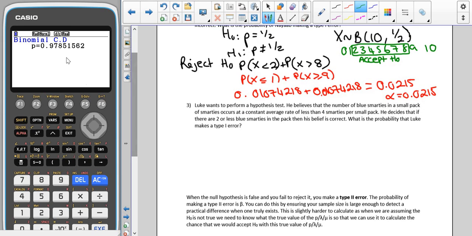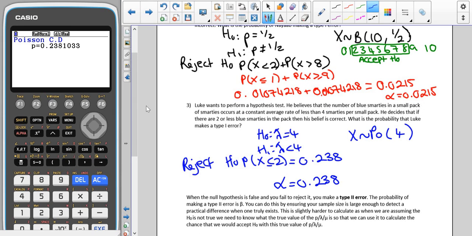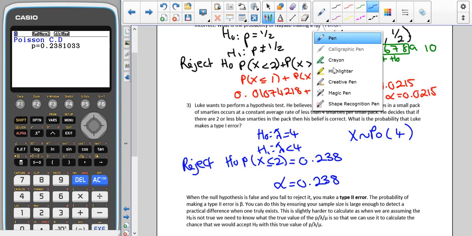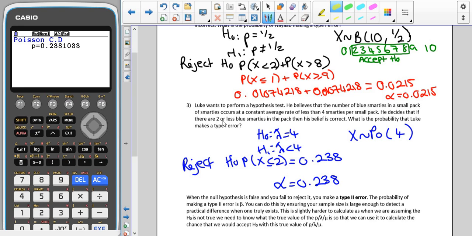For our last Now You Try question, we've got Luke wants to perform a hypothesis test. He believes that the number of blue Smarties in a small packet of Smarties occurs at a constant average rate of less than 4 Smarties per pack. He decides that if 2 or less blue Smarties are in a pack, then his belief is correct. So this time he is including 2 in his reject H0 region. So if we were doing this as a hypothesis test, our H0 would be that lambda is 4, our H1 would be that lambda is less than 4.